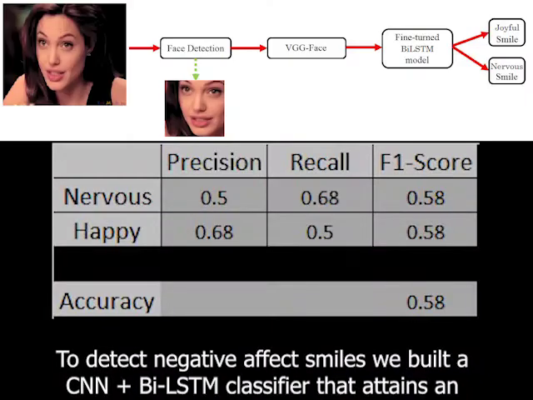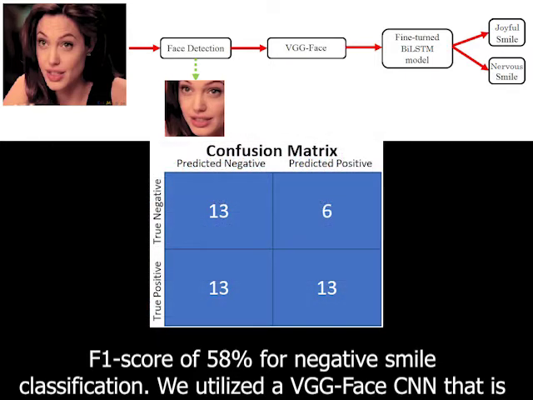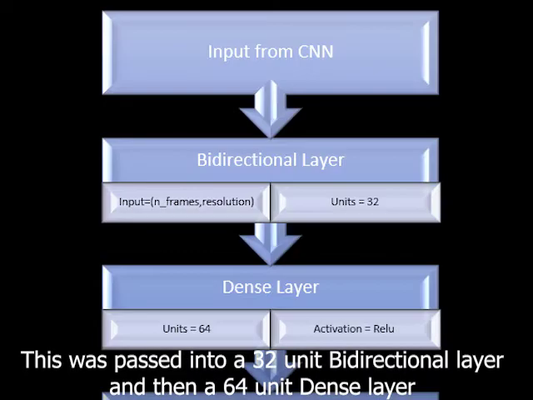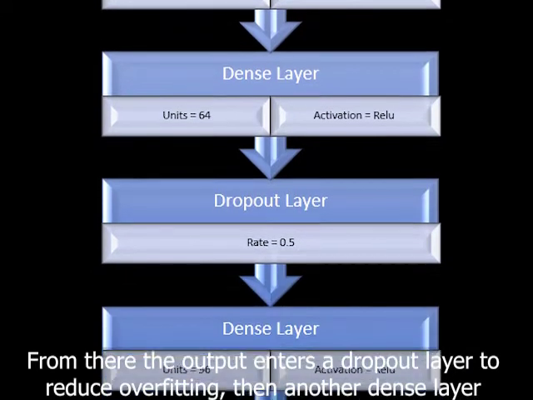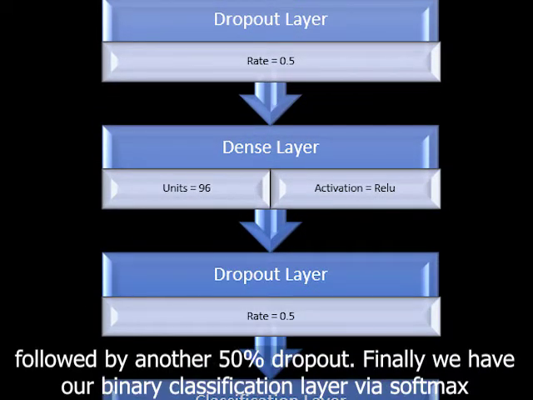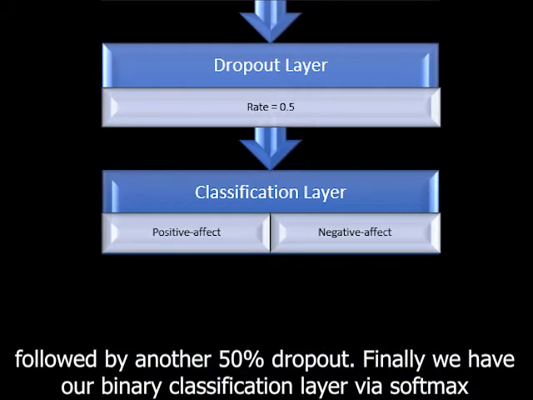To detect negative affect smiles, we built a CNN and Bi-LSTM classifier that attains an F1 score of 58% for negative smile classification. We utilized a VGG-based CNN that is pre-trained on 2.6 million images with 2,622 classifications. This was passed into a 32-unit bidirectional layer and then a 64-unit dense layer. From there, the output enters a dropout layer to reduce overfitting, and then another dense layer, followed by a 50% dropout. Finally, we have our binary classification layer via softmax.